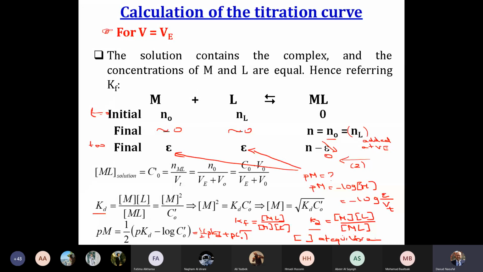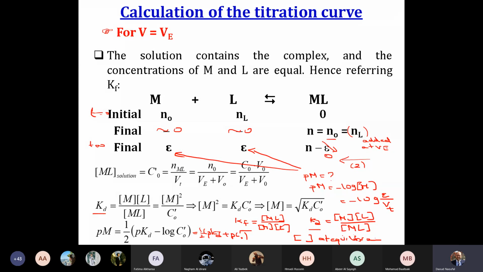Since at t equals 0 we convert all M to ML, the number of moles of M initial equals the number of moles of ML formed at equivalence. But if we want to calculate the concentration, we have to divide by V total, and V total is equal to VE plus V0 at equivalence. Okay, so pM equals half pKd minus log C prime 0.